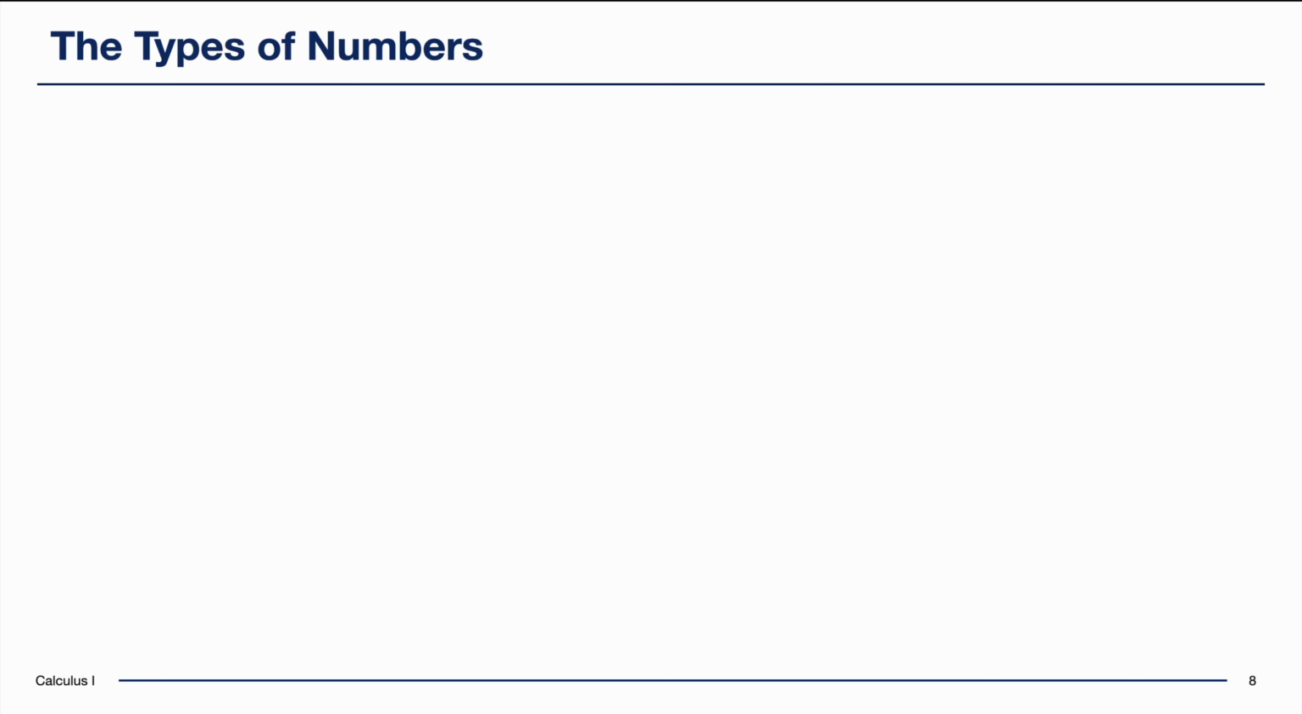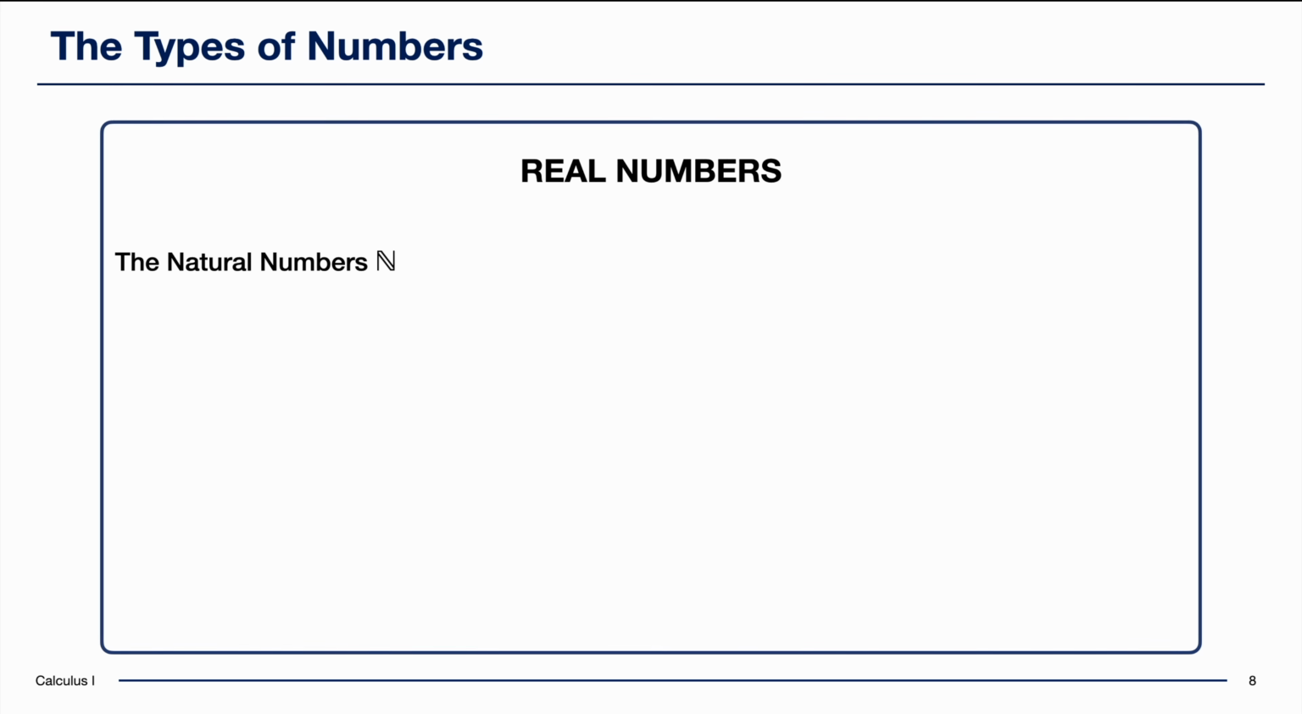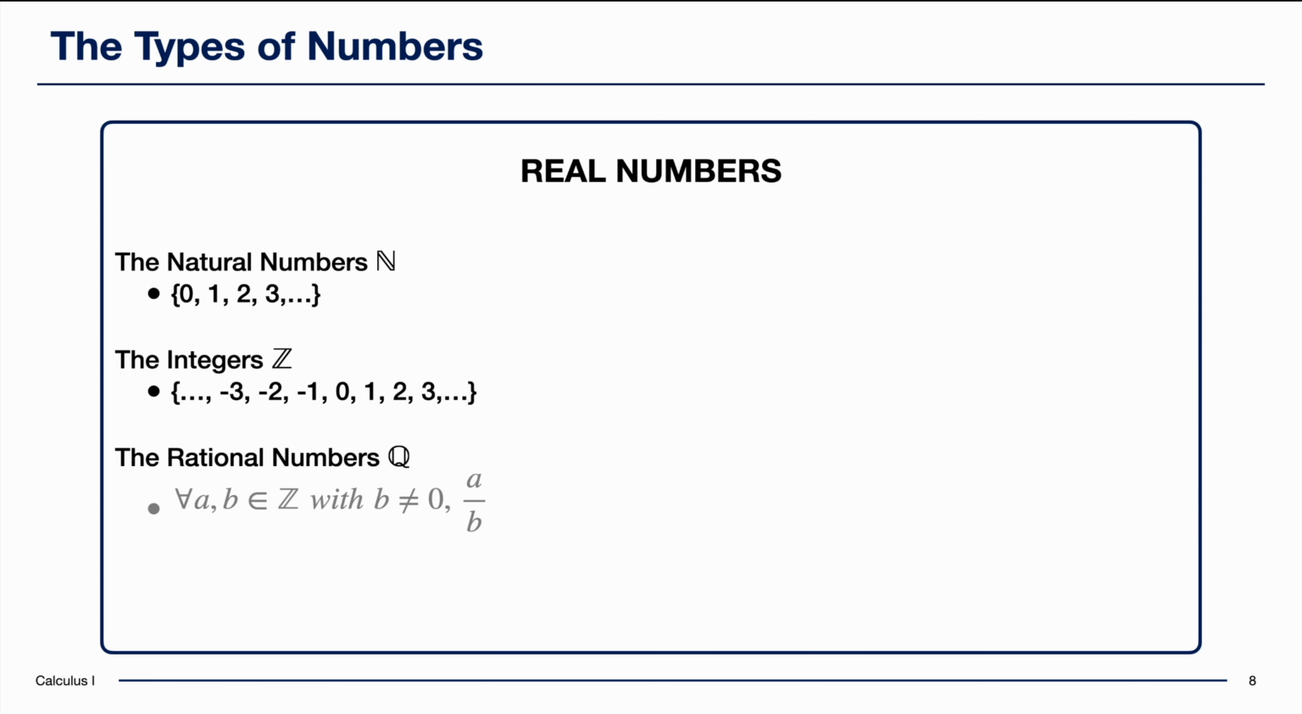So now let's talk about the types of numbers we have. Currently, we're trying to construct the real numbers. And so far, we have the natural numbers. We also have the integers. And we also have the rational numbers. However, there's another set of numbers that we haven't discussed so far. Those are the irrational numbers.